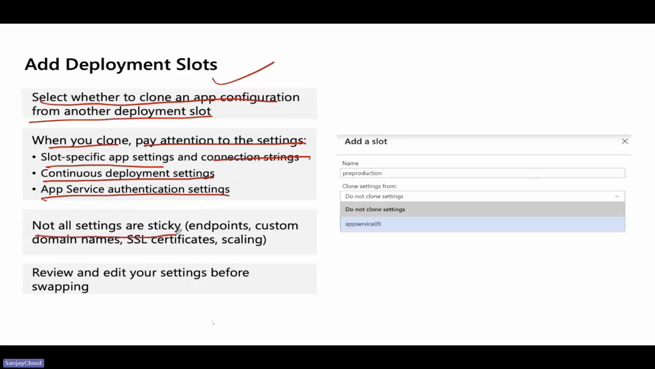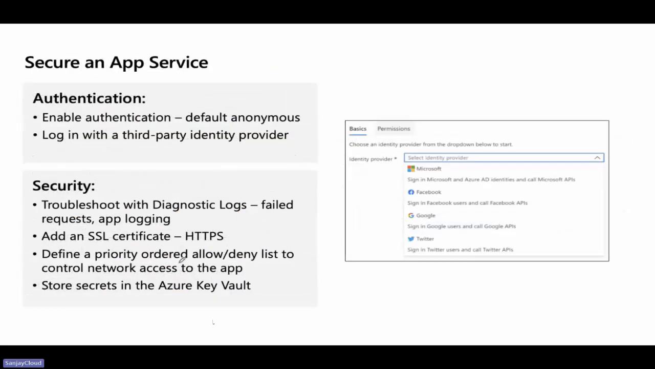Not all settings are sticky. Endpoints you have to change. Custom domain name you have to change. SSL certificate you have to change. Scaling you need to configure if you are cloning. Review and edit your settings before swapping. After that you can swap. I'll show you practically how we will do that.